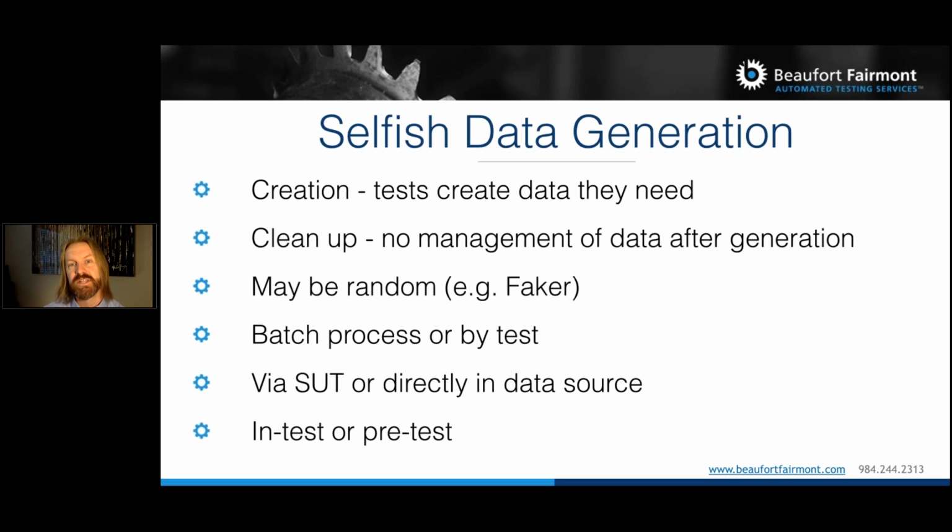So the next approach is called selfish data generation. Basically, test cases or test suites generate the data that they need when they need it. There's no cleanup whatsoever, and that's why this is called selfish. So a test creates the data that it needs. It checks to make sure that that data has been manipulated or has caused certain responses in the system, and makes verifications on that. And later on, we come back and we don't do any cleanup. So the data sits there. We always create new data, so we don't really care about the old data.